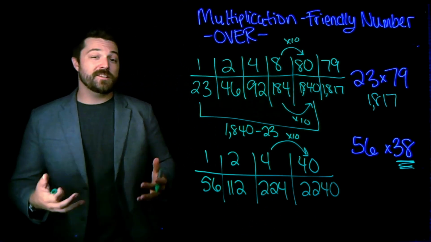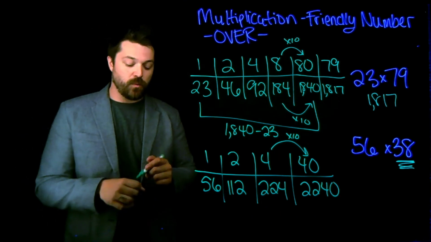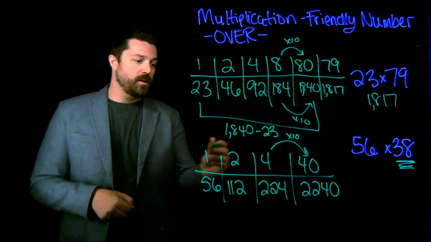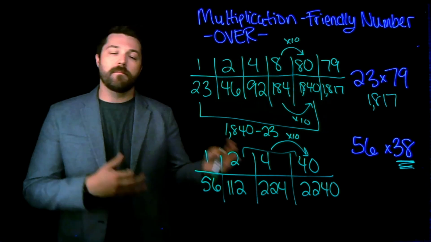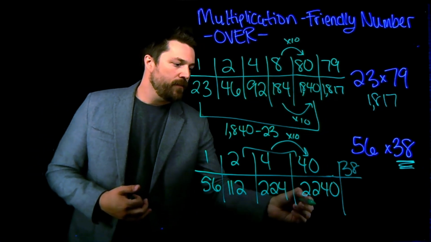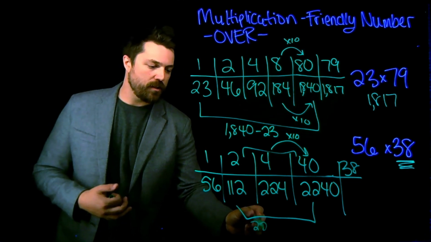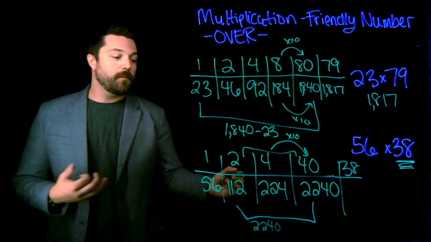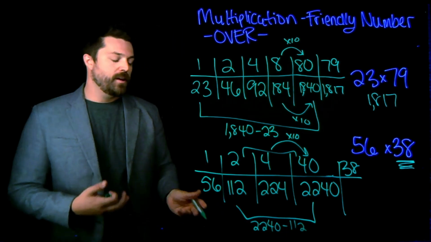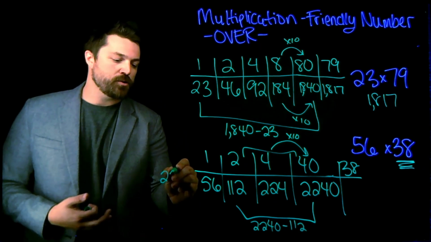That'll give me 2,240. Then we just have to think, how much too much did we go over? We went over 2 groups of the 56 too much. If I do 40 minus 2, that would give me the 38 that I need. So I need to think about 40 groups, which is 2,240, minus the 2 groups, which is 112. So I'm going to do 2,240 minus 112.